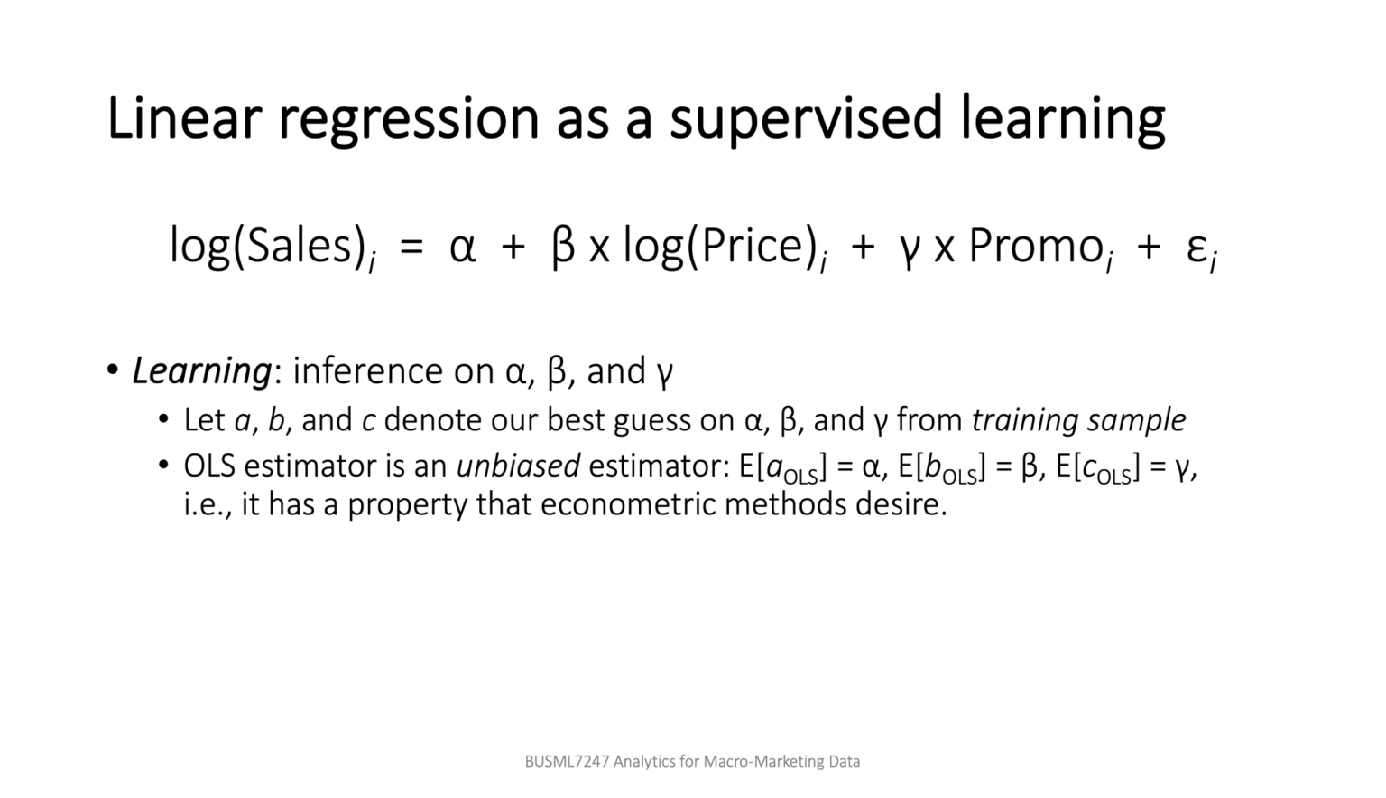The machine first learns from the training sample. In this regression, we want to know alpha, beta, and gamma. Let's say A, B, and C are our best guess on those coefficients. One solution we have is the OLS estimator. This is an unbiased estimator, implying that if the model is true, the expectation of the OLS estimators A, B, and C are the true values of alpha, beta, and gamma. This is a desirable property of econometric methods.